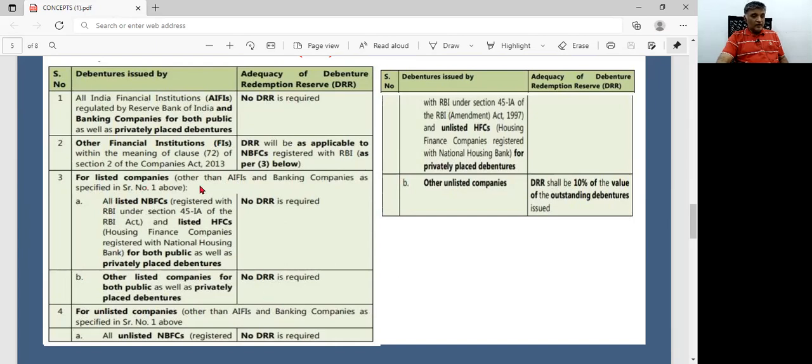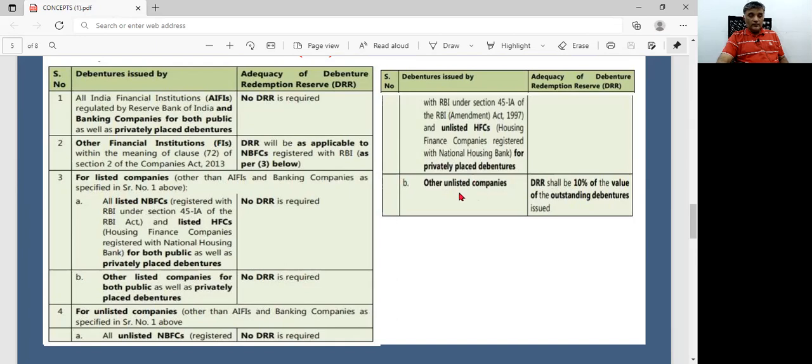For listed companies other than the all India financial institutions and banking companies above, all listed NBFCs registered with the RBI under 45(1)(a) of the RBI Act and listed housing finance companies, HFCs, registered with the National Housing Bank, for both public as well as privately placed debentures, again no DRR is required. Other listed companies, for both public as well as privately placed debentures, no DRR is required. So these are all for listed companies. If you look at unlisted companies other than the all India financial institutions and banking companies, and all unlisted NBFCs, again no DRR is required.